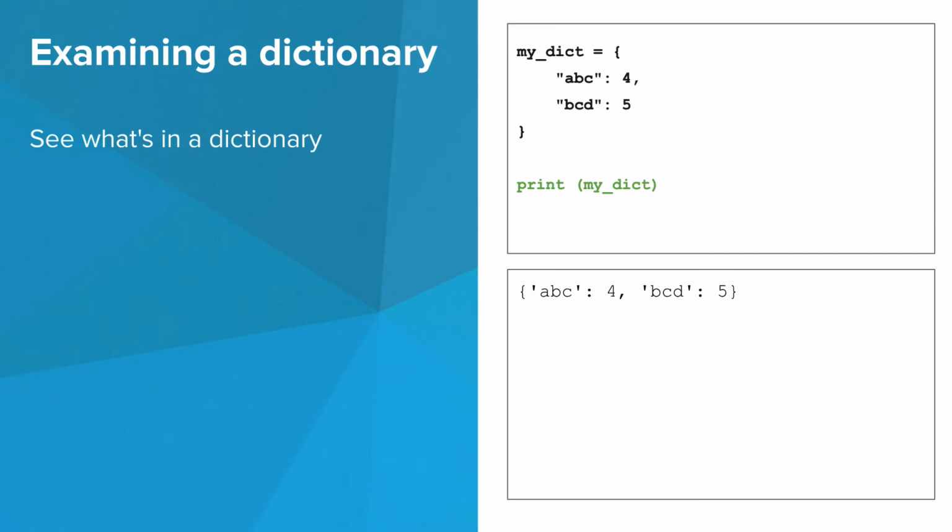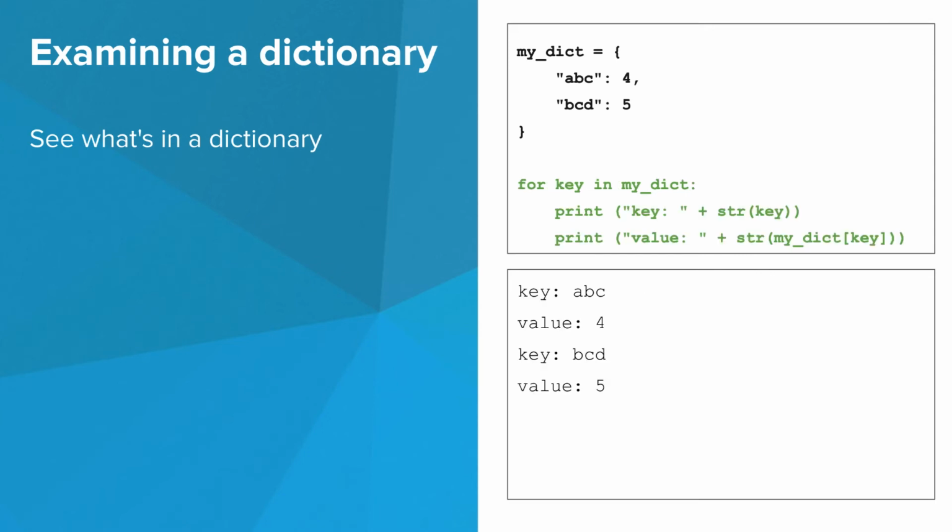Okay, let's say you have a dictionary and you just want to see what's already in it. You can print it the same way you do with a list. For a greater degree of control over how the things in the dictionary get printed, you can use a for loop to examine each key-value pair individually. This for loop looks similar to a for loop over a list. The variable key, in this case, cycles through each key in the dictionary. You can then use that key to access the value.